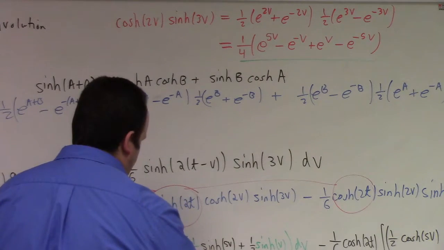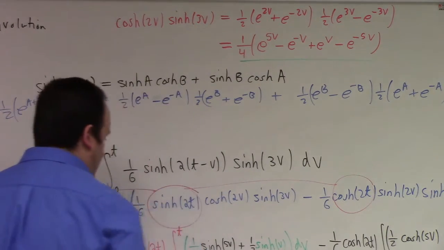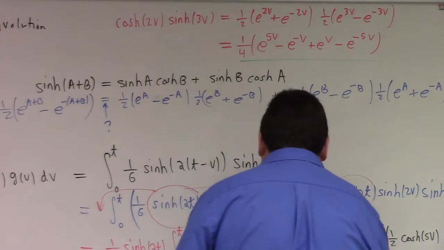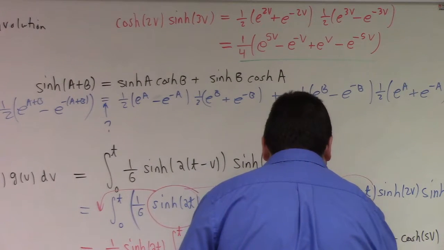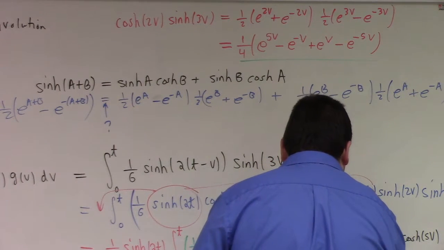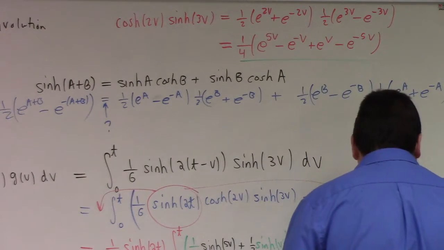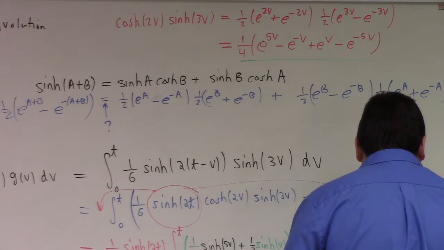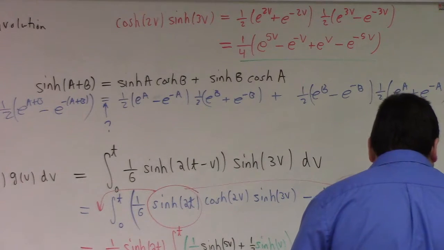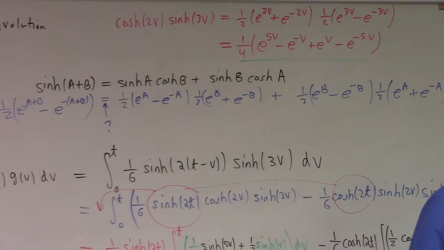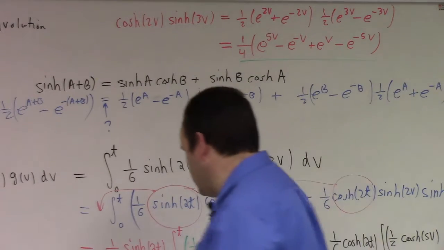Integrating, I get 1/10 plus 1/2, which is what? 6/10. Yeah, 3/5. So minus 3/5 from the lower integration. Minus 1/6 cosh 2t. And this gives me what? 1/10 sinh of 5t minus 1/2 sinh t. This time, of course, the lower bound doesn't give us anything because sinh of 0 is 0.